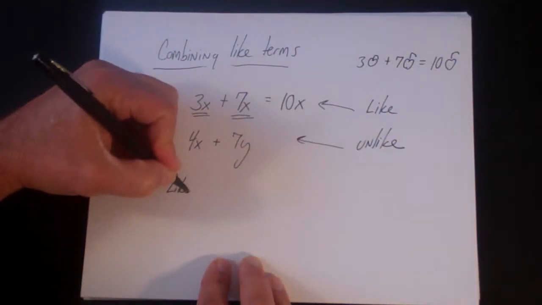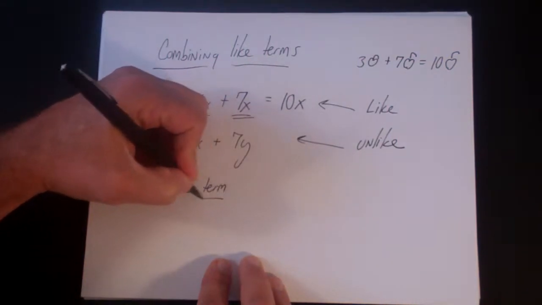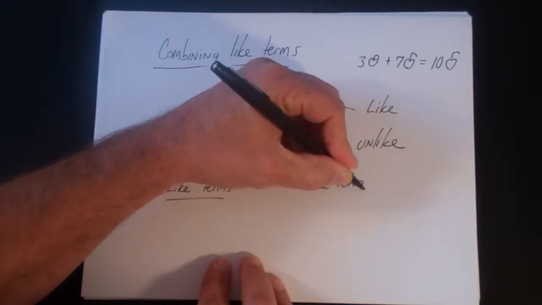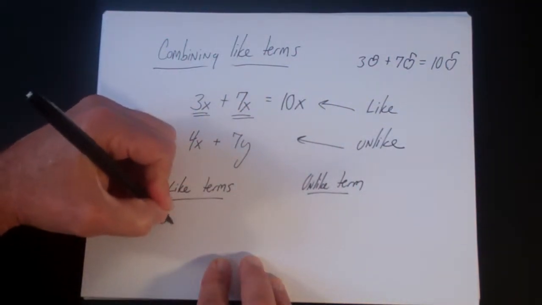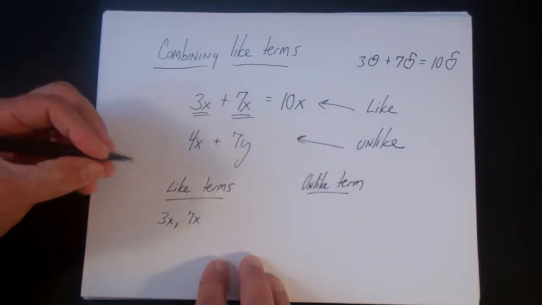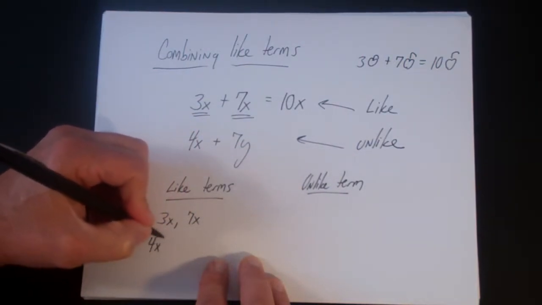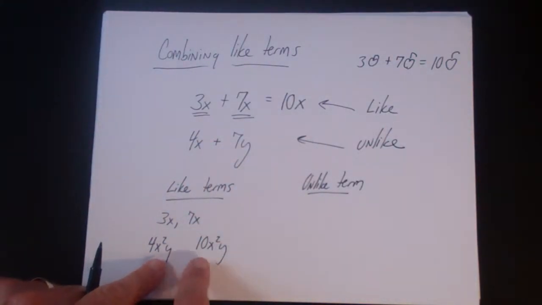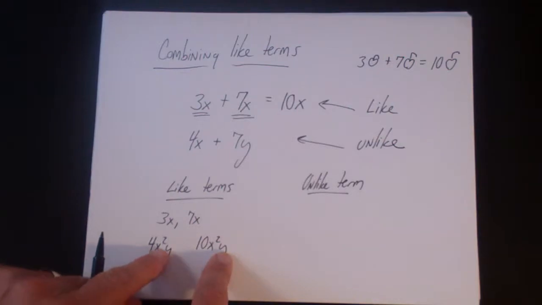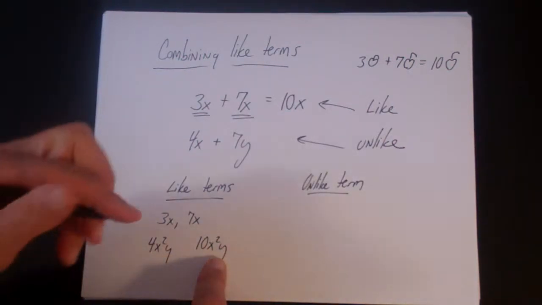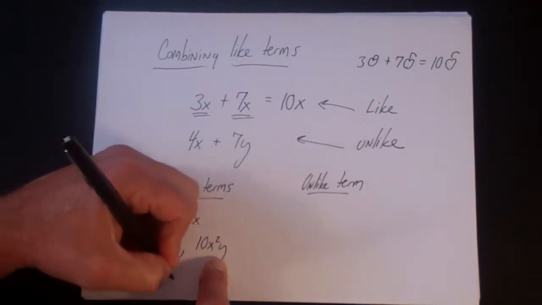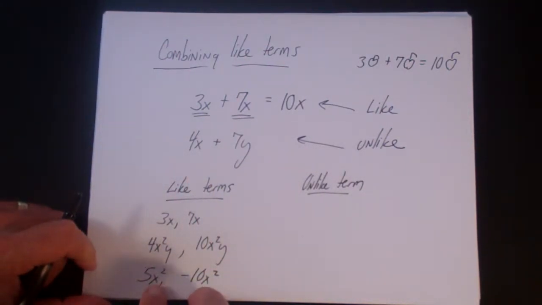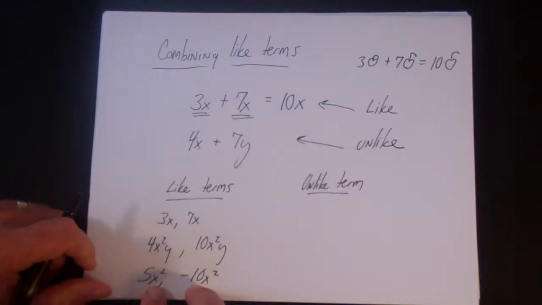So let's look at some examples of like terms and unlike terms. An example of like terms would be 3x and 7x, obviously. It would also be 4x squared y and 10x squared y. Do they have exactly the same variables? Yes. Exactly the same powers? They do. 5x squared and minus 10x squared are like terms, right?